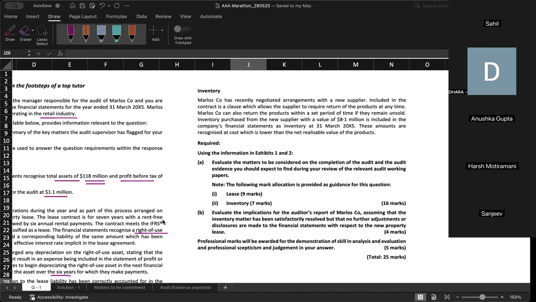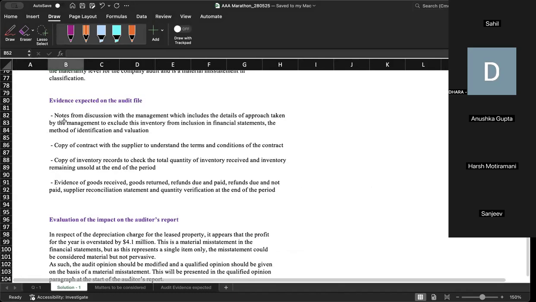Okay. Then document of physical verification of inventory that was present at the year end. Document of physical verification. Okay. Then think about it: if you would have been an auditor, what evidence would you have gathered and what would that have helped you in? That should form a part of your answer.